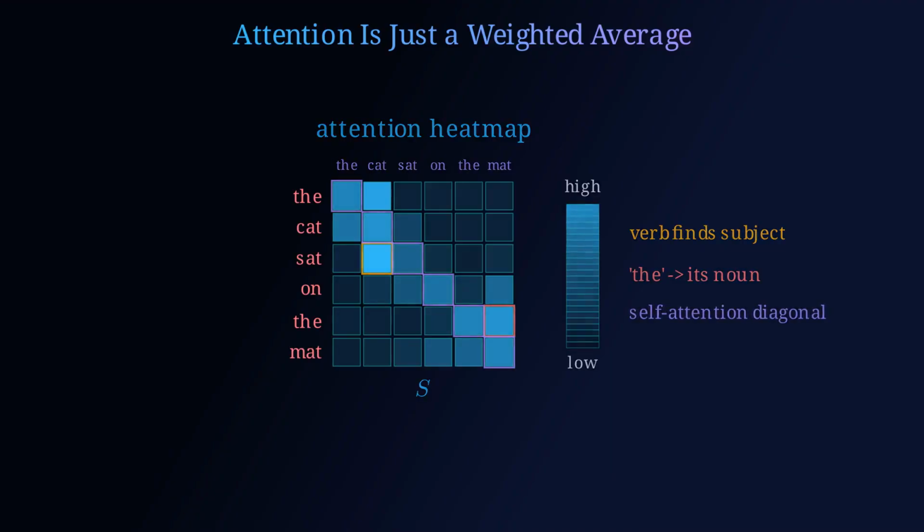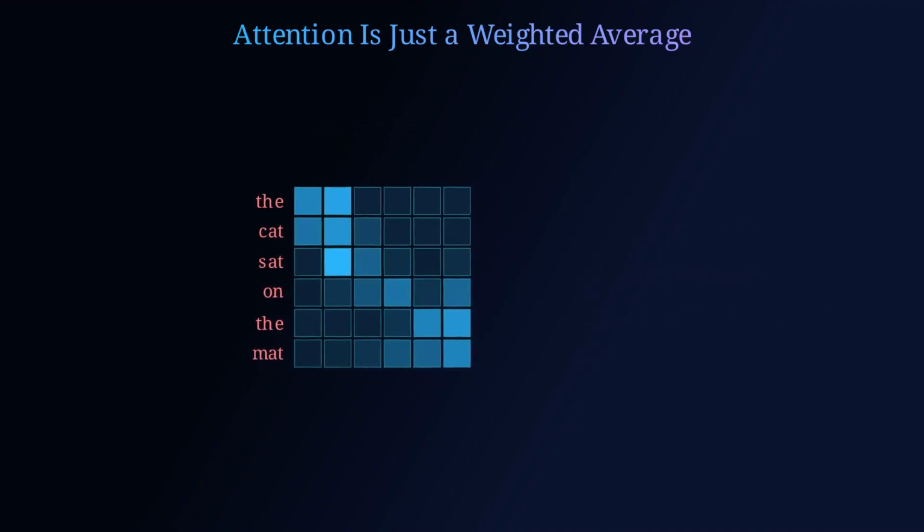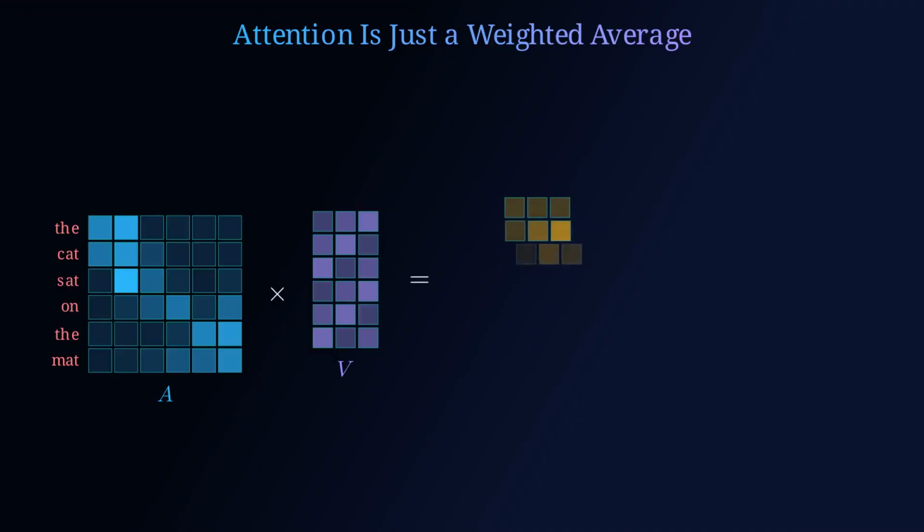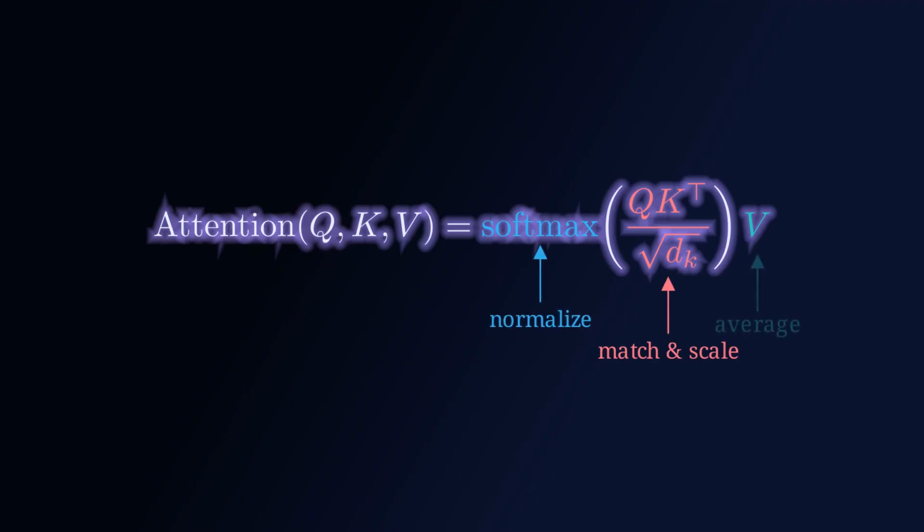To finish the computation, we multiply this attention grid by the value matrix. Each row of the grid, a word's weights, mixes the value vectors into that word's output. In one matrix multiply, every word gets its context-enriched vector, exactly what we built by hand for SAT. Let's collect the whole recipe in one line. Softmax of Q times K-transpose, divided by the square root of D, all multiplied by V. Every symbol in that formula is now something you've watched happen. Match queries to keys, scale, normalize, then average the values.